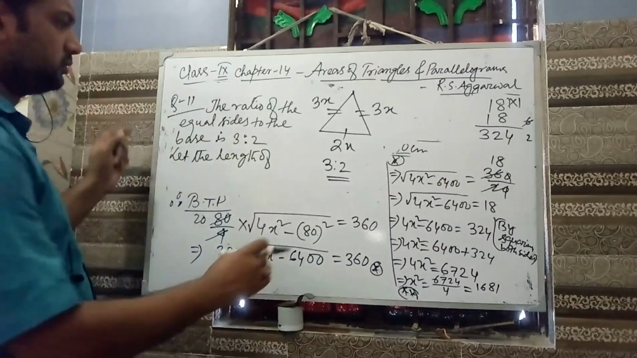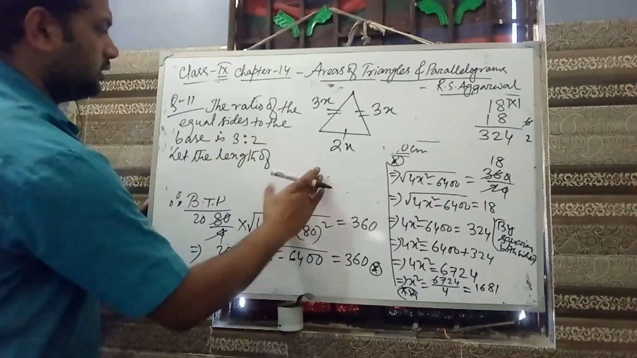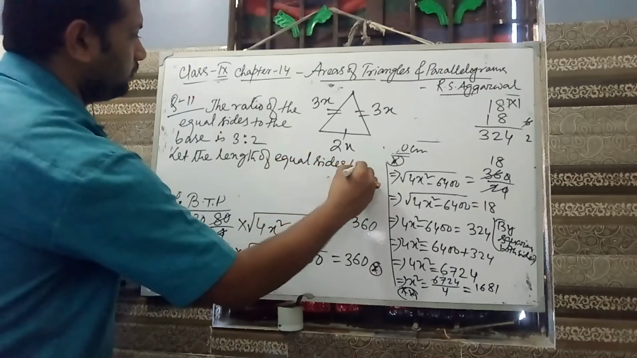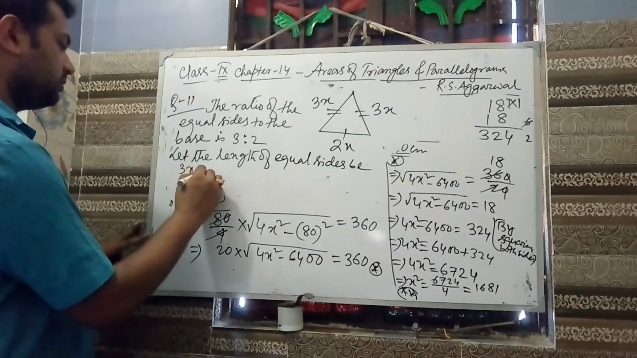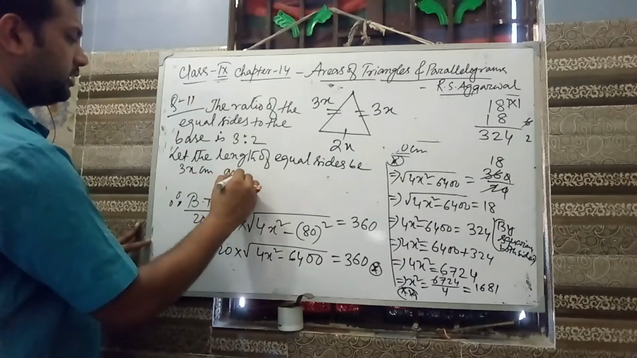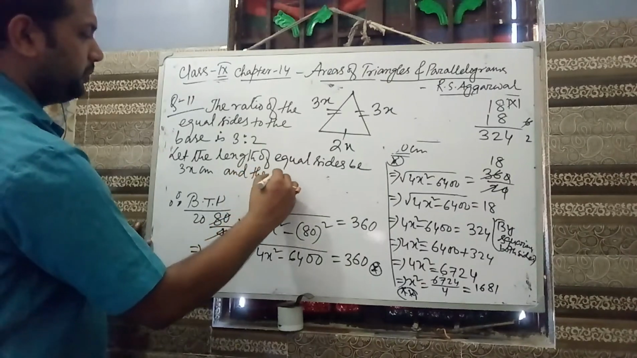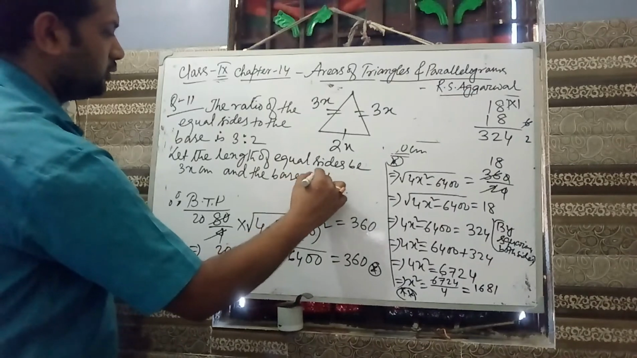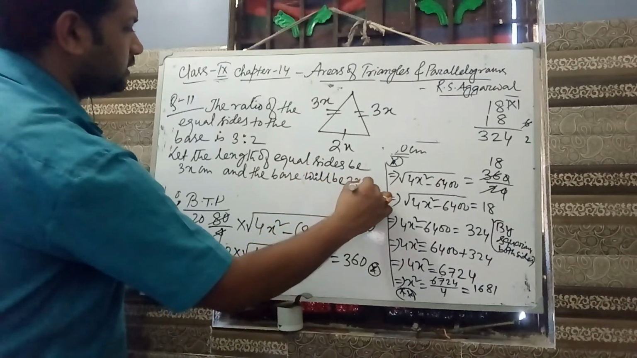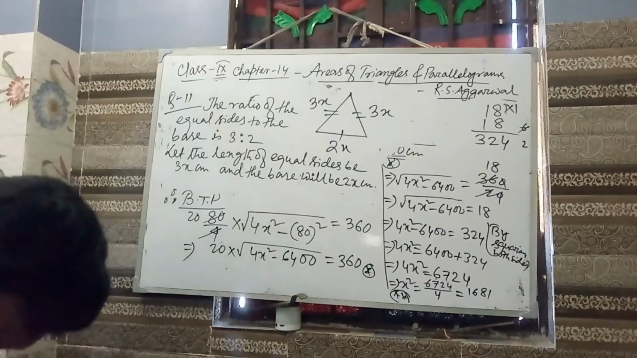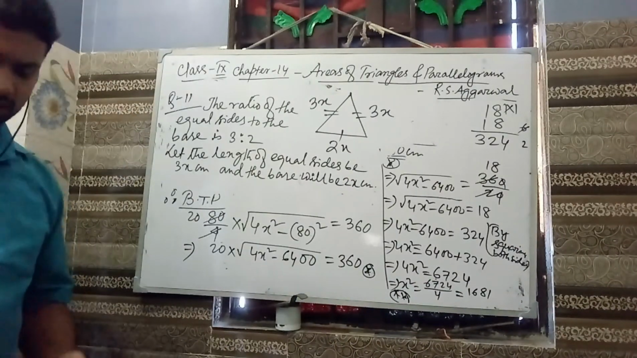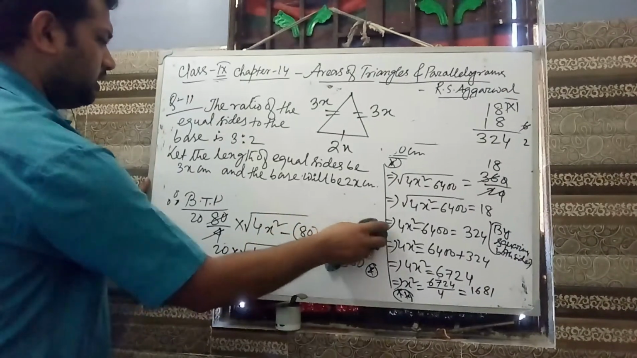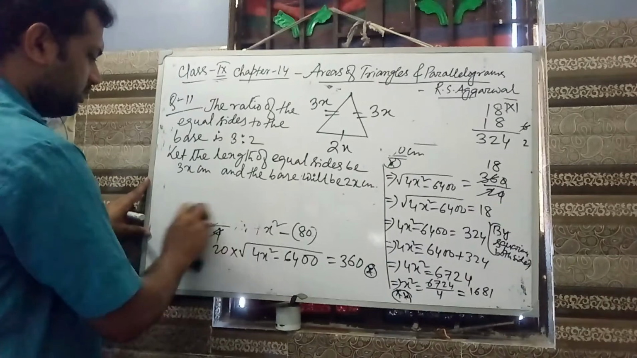Let the length of the equal sides be 3x centimeter and the base will be 2x centimeter, because the perimeter is in centimeter. The perimeter is in centimeter, that's why the lengths of the sides are in centimeter.